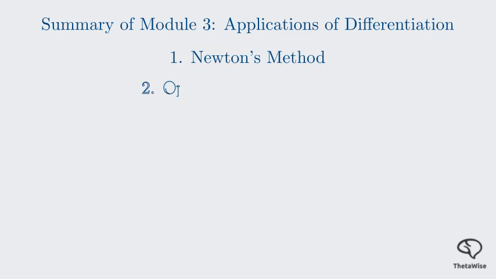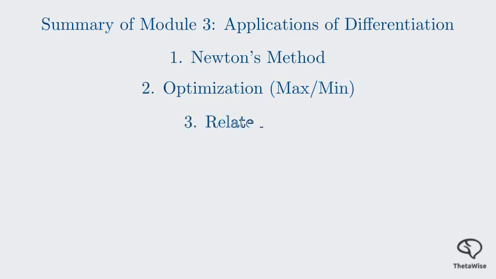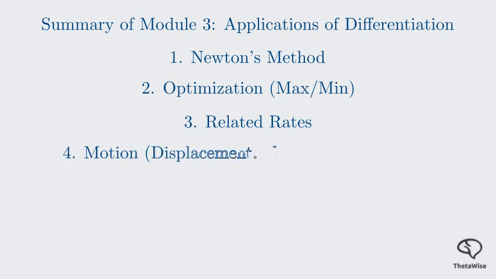We then moved to optimization, which involves finding the maximum or minimum values of a function using the first and second derivatives. Next, we tackled related rates of change, where we differentiated equations with respect to time to find the relationship between changing quantities. Finally, we connected calculus to physics by analyzing motion in a straight line, understanding how derivatives link displacement, velocity, and acceleration.